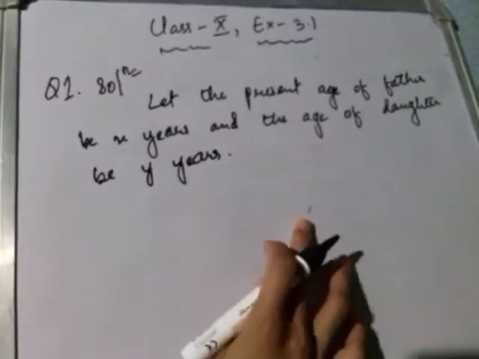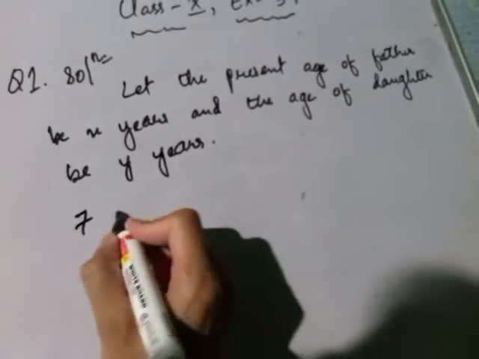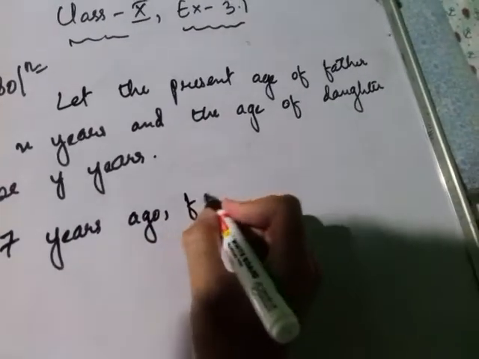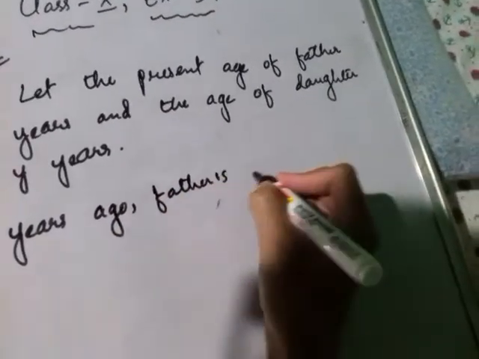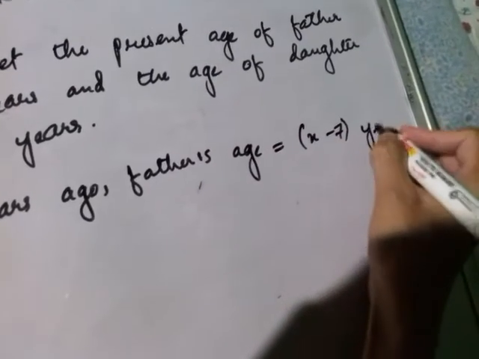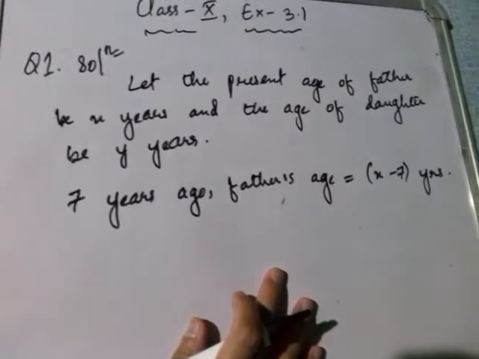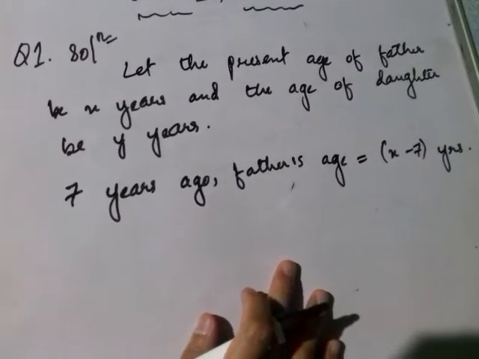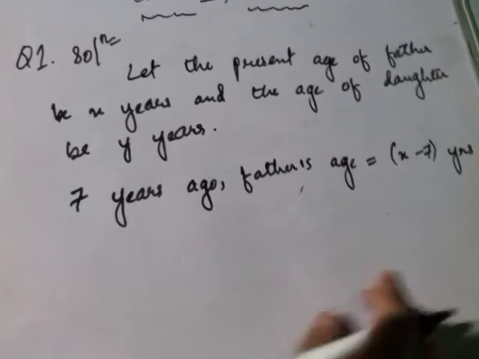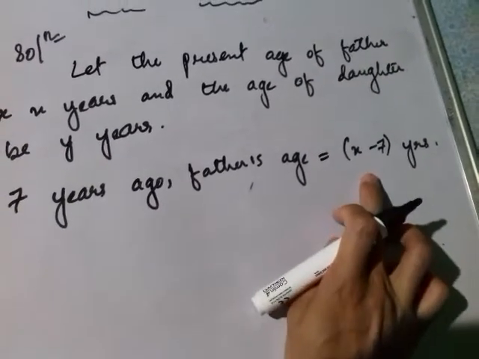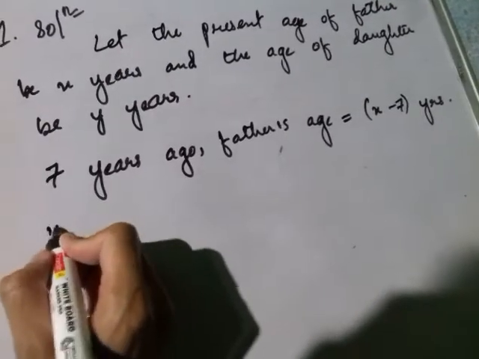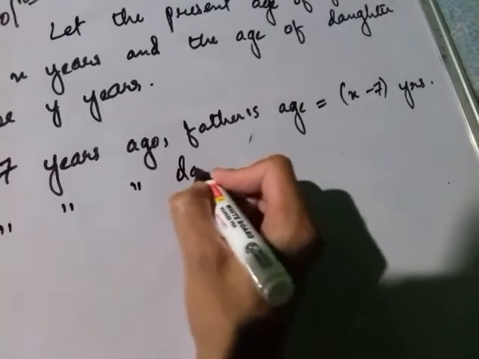After that, what will we write? 7 years ago, father's age, that is X minus 7 years. So why is it X minus 7 years? Because you see in the question, it says 7 years ago, so you only put 7 years ago, that means X minus 7. Understand? Then after that, 7 years ago daughter's age.